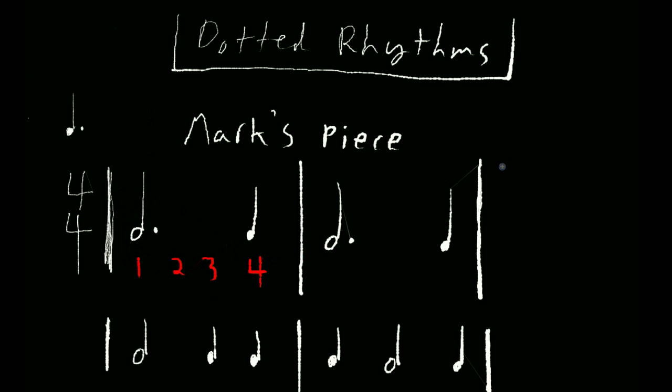Ba, bum, ba, bum, ba, bum, ba, bum, ba, bum. So that is the rhythmic character of what a dotted rhythm is getting across.